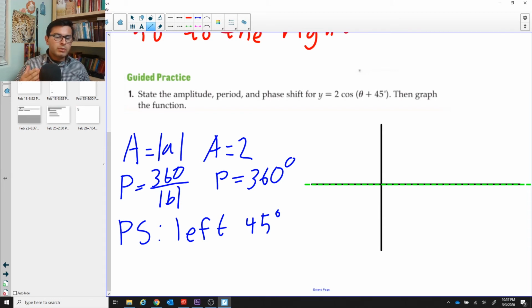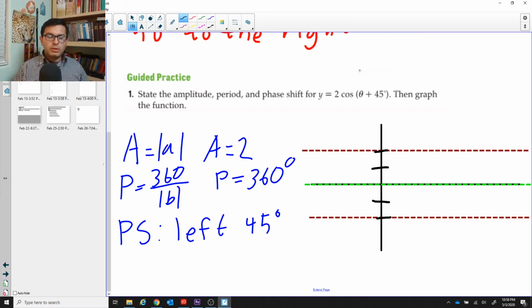Now, what we're going to do is draw our upper and lower bounds of this graph using our amplitude of 2. Our amplitude of 2 means that we're going to be going above and below that midline. Now, usually when we're graphing these things, we're going to be starting at 0. But our phase shift means that instead of starting at 0, we're actually going to be starting at whatever the phase shift took us to. So since it went to the left 45 degrees, that's the value that we're going to be starting at. We're going to call that negative 45 degrees.